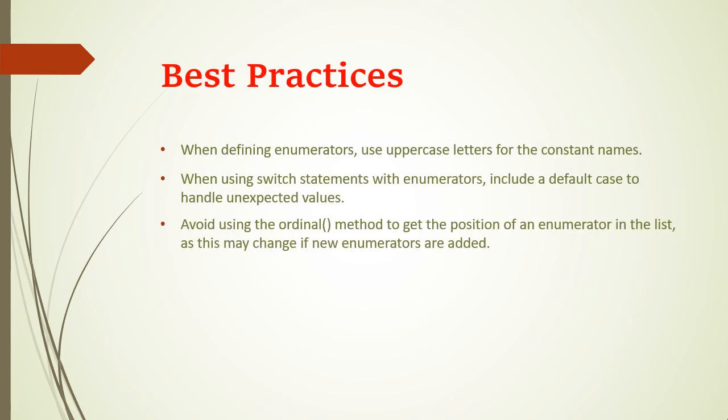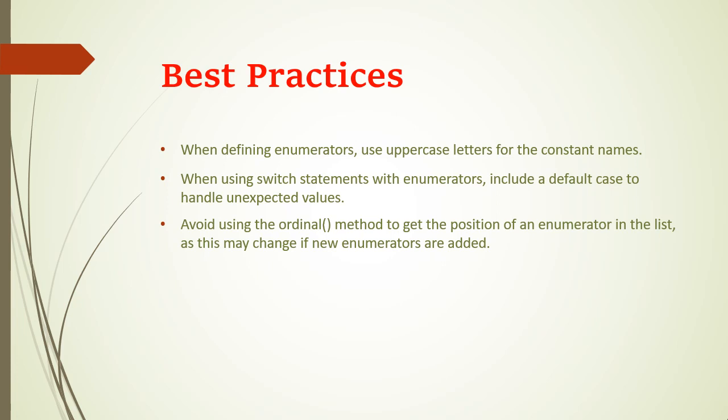Then, what are the best practices we can consider for the above? When defining enumerators, we use uppercase letters for the constant names. When using switch statements with enumerators, include a default case to handle unexpected values, because some unexpected value may have been taken or given. In that case, it will cause a problem, so it is better to give a default case. Also avoid using the ordinal method to get the position of an enumerator in the list, as this may change if new enumerators are added.